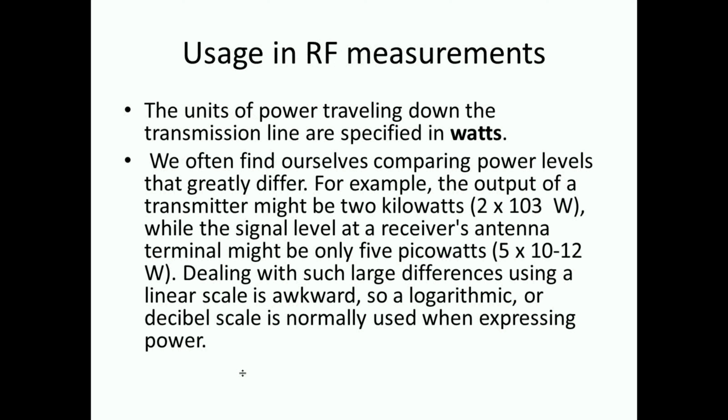Basically, the units of RF power traveling down the transmission line are specified in watts, and we often find it difficult to compare two power levels which differ greatly. For example, the output of a transmitter might be 2 kilowatts, while the signal level at the receiver's antenna might be in picowatts. Dealing with such large differences using a linear scale is awkward, so a logarithmic or decibel scale is normally used when expressing power.